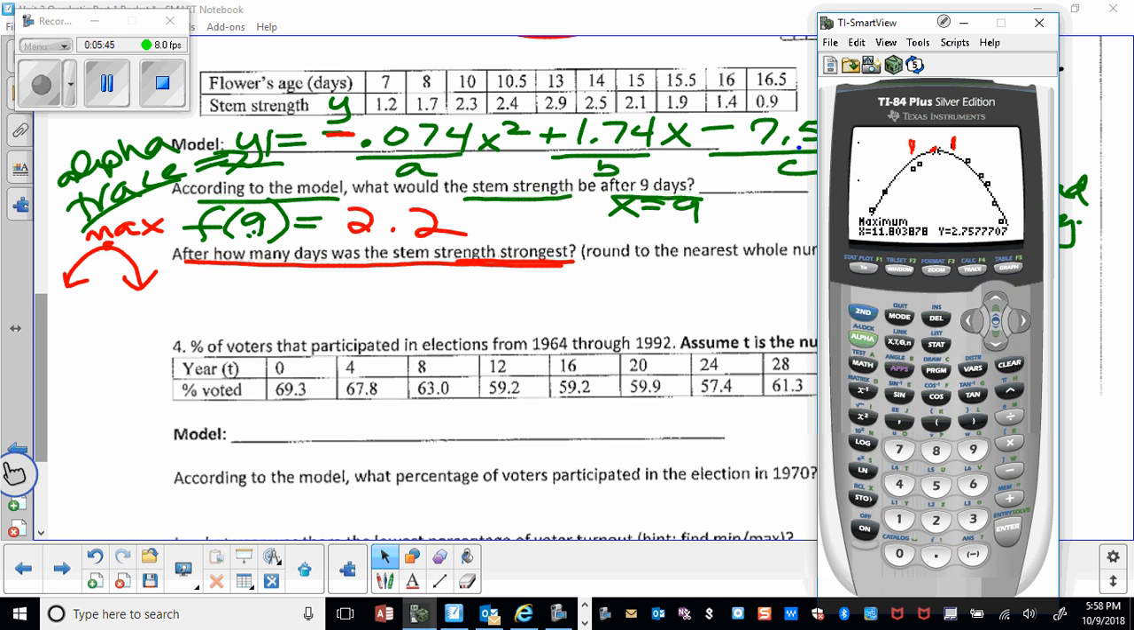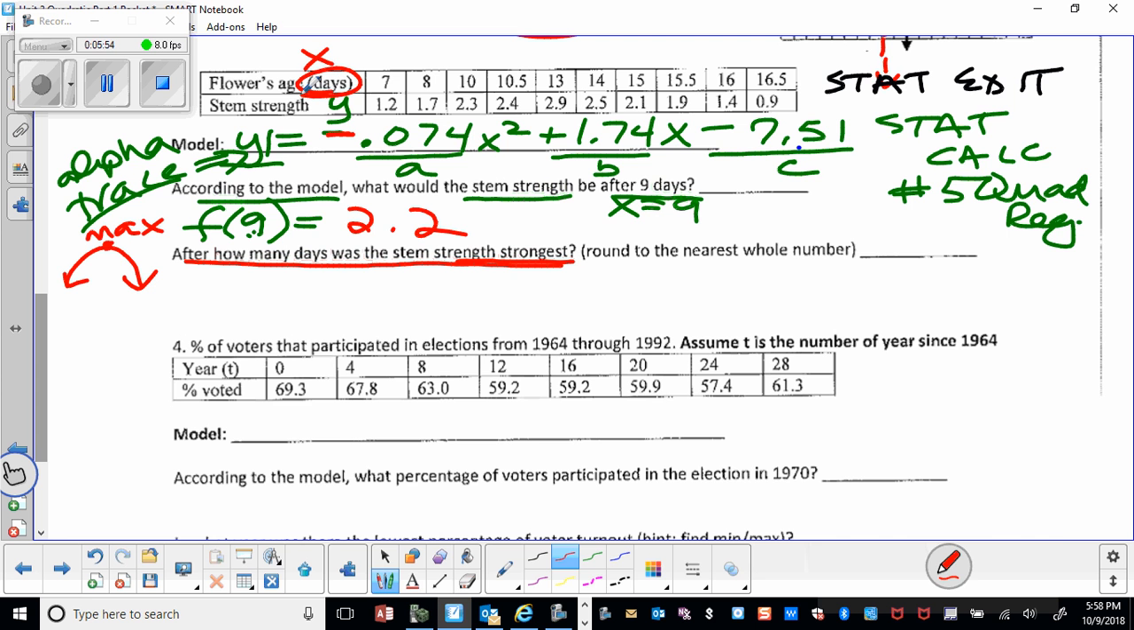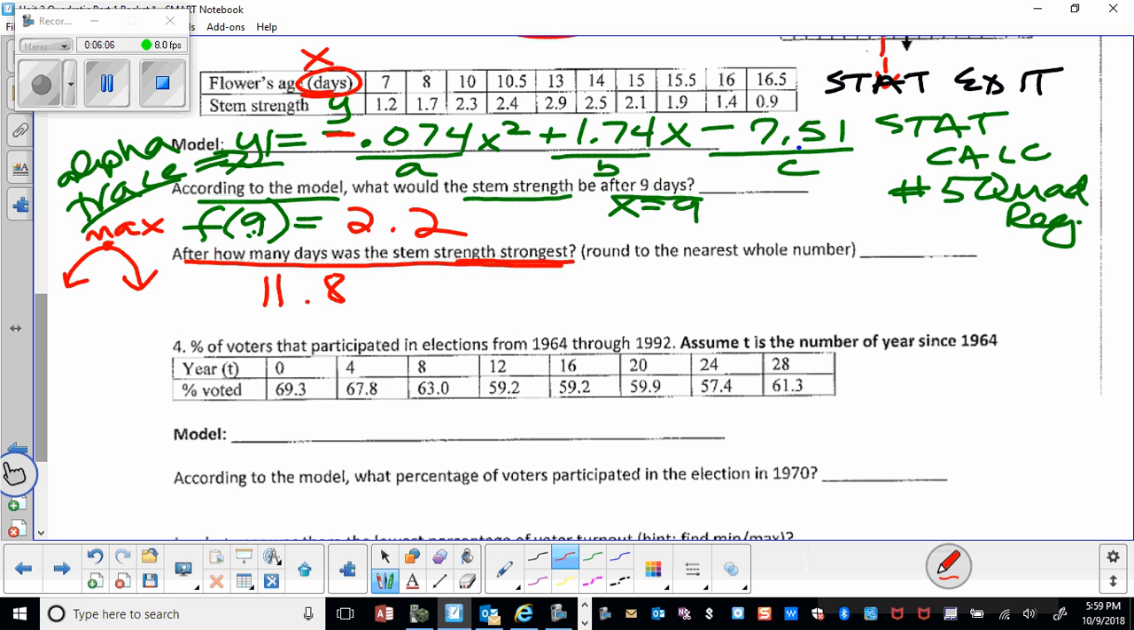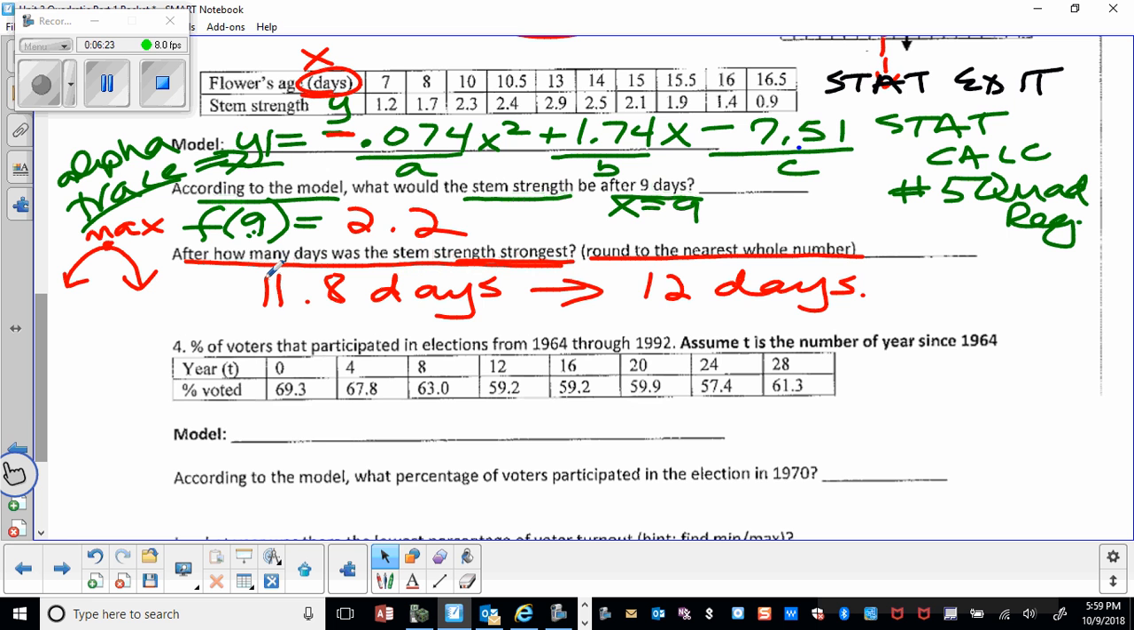And now it says that the maximum x value, which is days, right? That's the x value. So the maximum x value is 11.8. Okay, so it would be 11.8 days. That's when it is the strongest. Oh, it says round to the nearest whole number. So to the nearest whole number, that would be 12 days. Okay, very good. Now try the next one. Stat edit, stat calc.